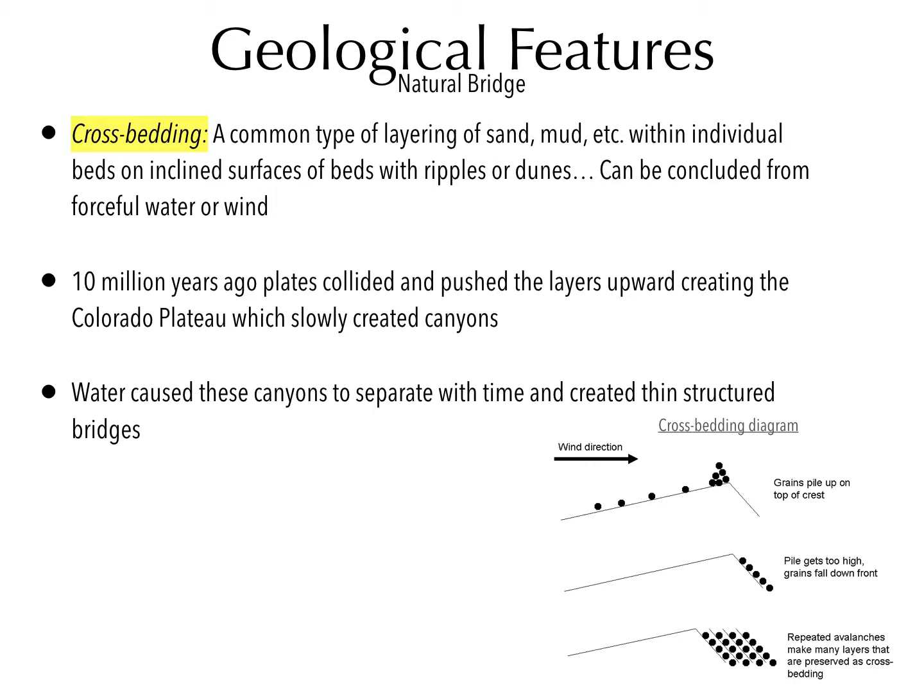If you remember in the last slide, and if not, there'll be more in the next slide, there was an arch kind of formed in the bridge, and if you look close enough, you can see little ripples or waves. Basically, this is cross-bedding. Cross-bedding is a common type of layering of sand and mud and other materials. What happens is the beds on inclined surfaces get layered and layered and layered, and eventually it'll cause the ripples or dunes you see. It can be concluded from research that this happens from forceful wind or water or any type of weather.